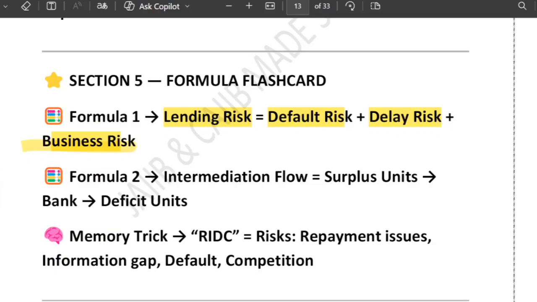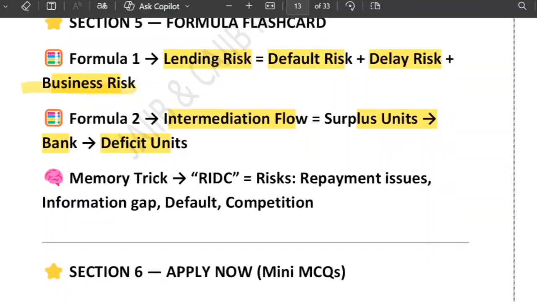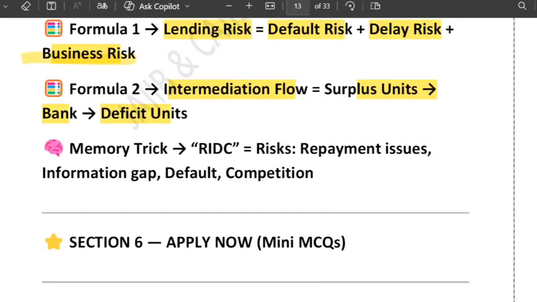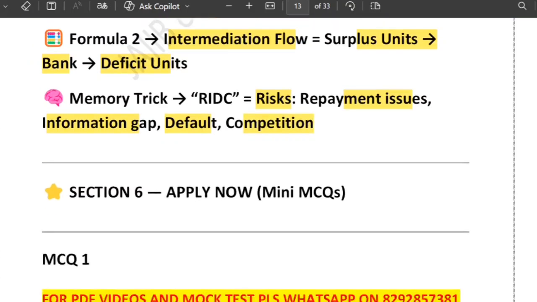The second thing I told you is the intermediation flow, which means the bank acts like a bridge. They take money from people who have extra funds and give it to people who need money. That is surplus unit, bank, to deficit unit. That's how the intermediation flow happens. Then we talked about RIDC. RIDC is just a trick to remember. Risk: what kind of risk have we just discussed? Risk includes repayment issues, information gap, default, and competition. These are the major sources from which risk can arise.